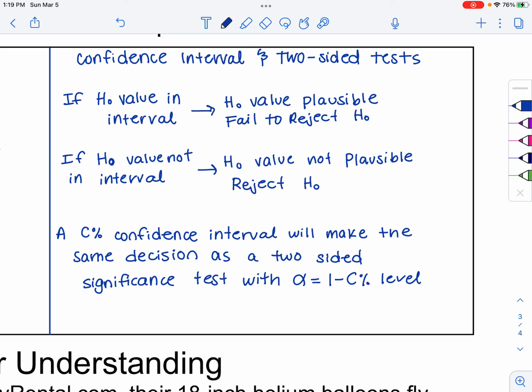And lastly, a C% confidence interval will make the same decision as a two-sided significance test. Remember, it has to be two-sided, where your alpha is equal to 1 minus the significance or the confidence level. For example, 0.05 as alpha is equal to 1 minus 0.95 as a C%. And so therefore the 95% is related to a significance level of 0.05.